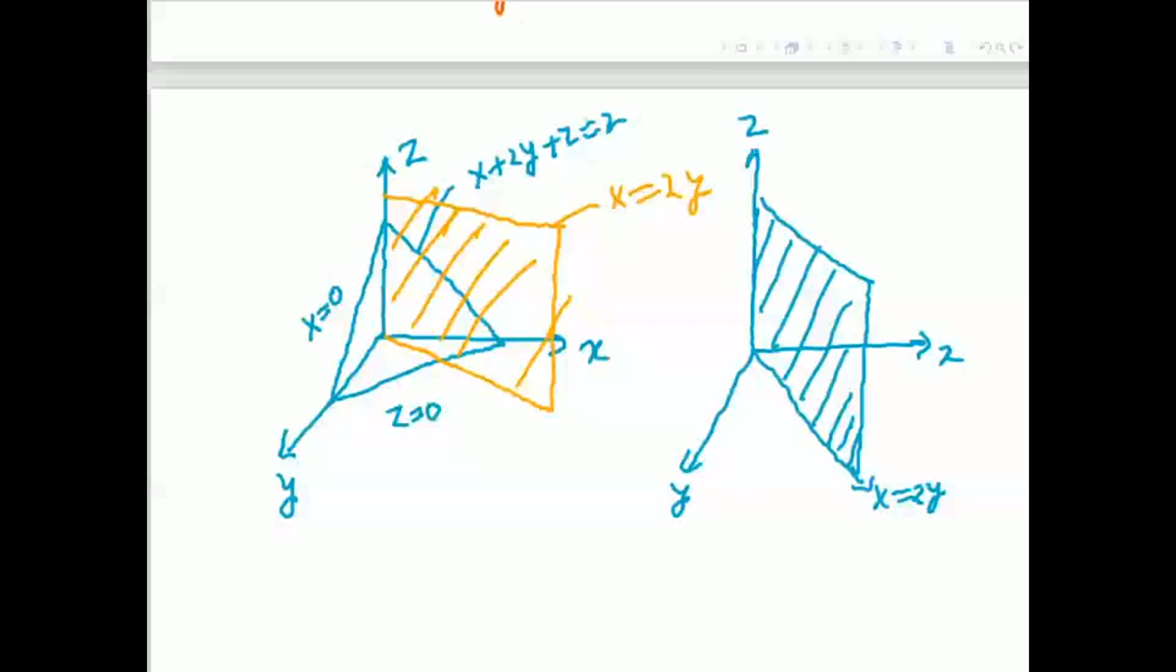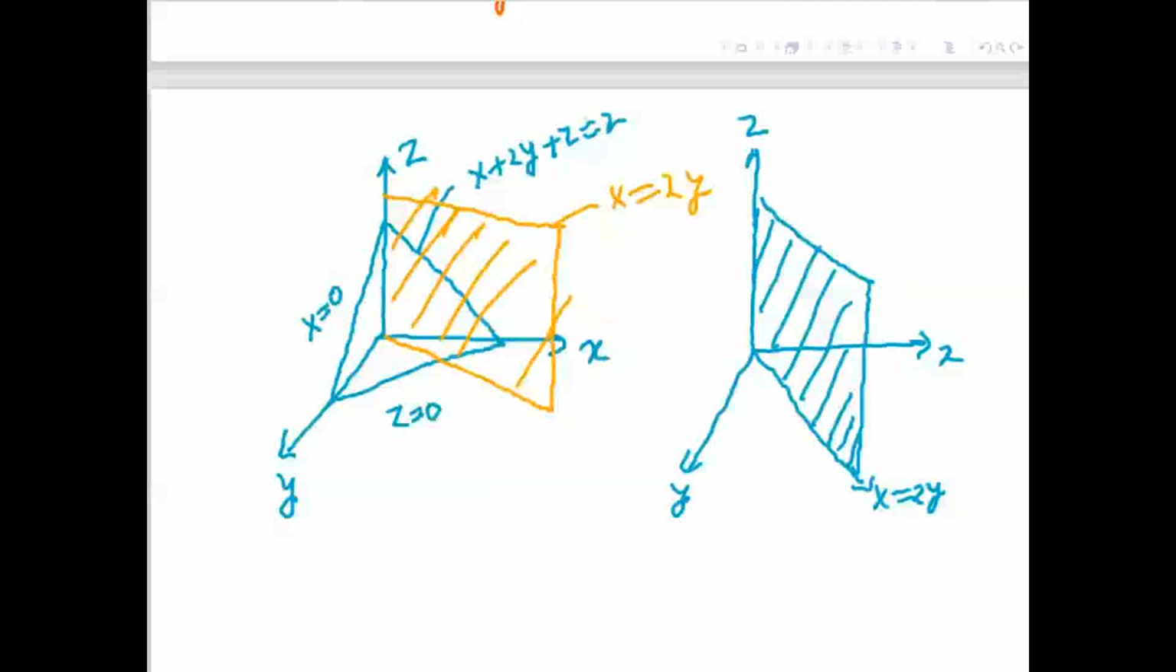So now what will be the volume bounded by these four planes: x equal to 0, z equal to 0, x equal to 2y, and x plus 2y plus z equal to 2? So we'll get the limit again. What is the limit of z? It will start from the bottom.